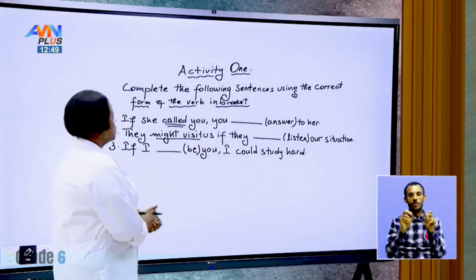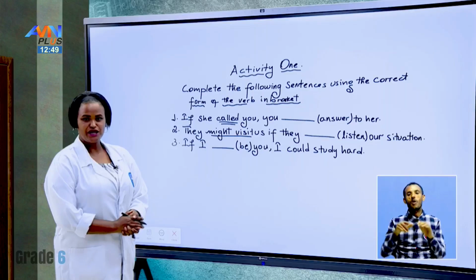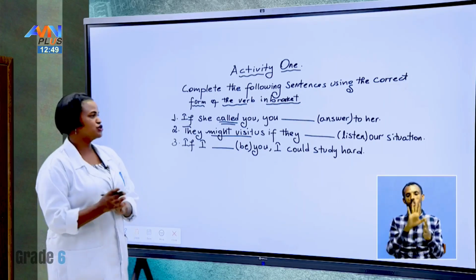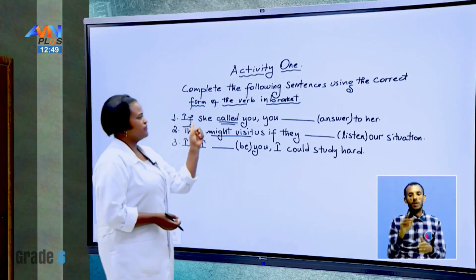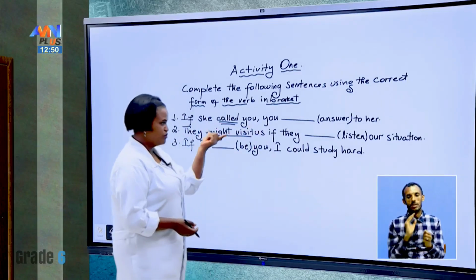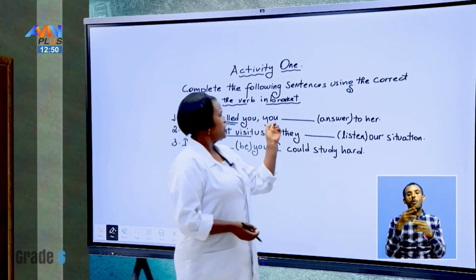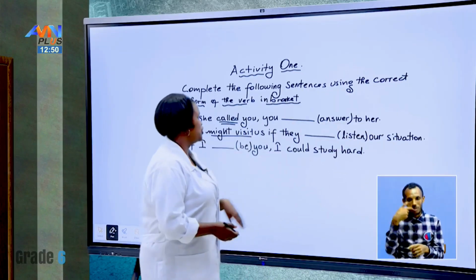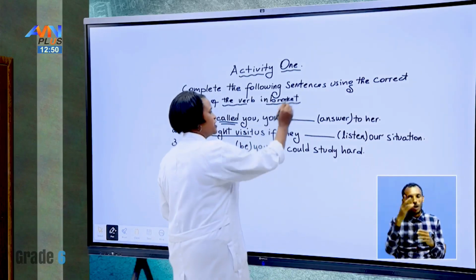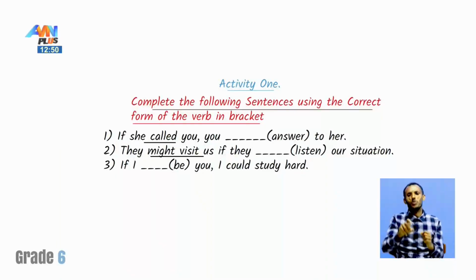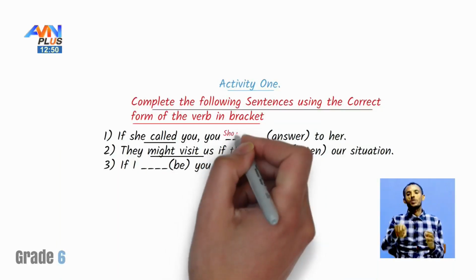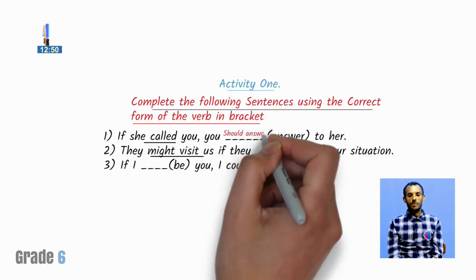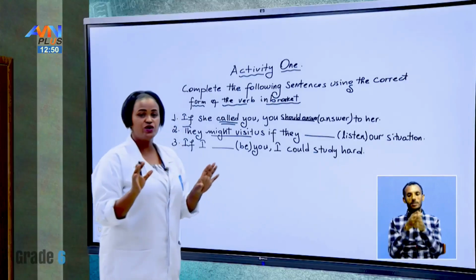All right, so 2 minutes is over. I'm sure you have done your answers. But please try to show your answers to people around you, okay? Let's do it with me. If she called you, which is simple past, then what do you say? You blank answer to her. You said what? You would or you could. Very good. Or you should. Let's use should this time. You should answer. There is no change with the verb.